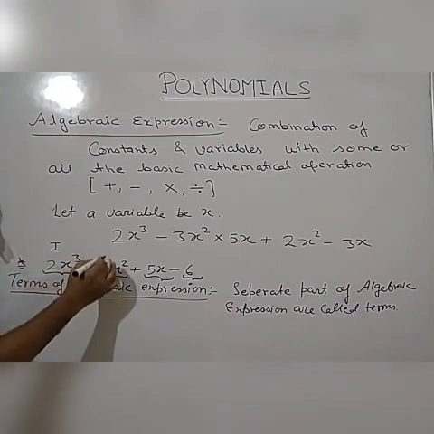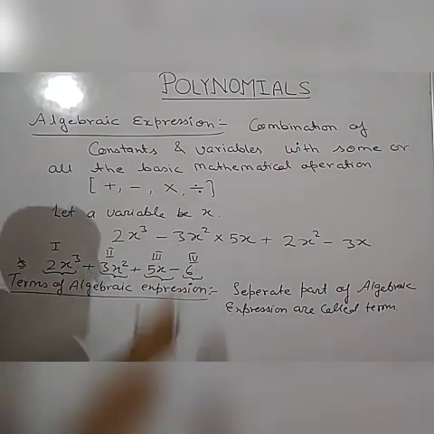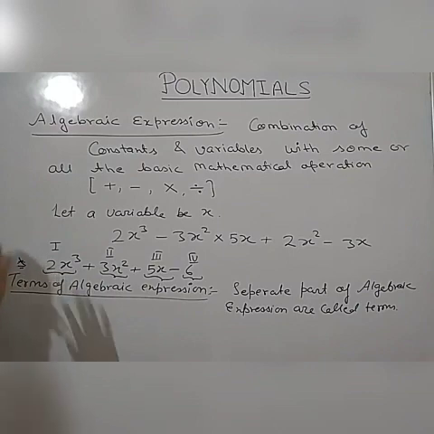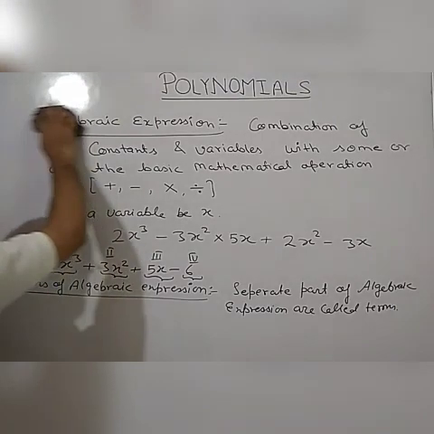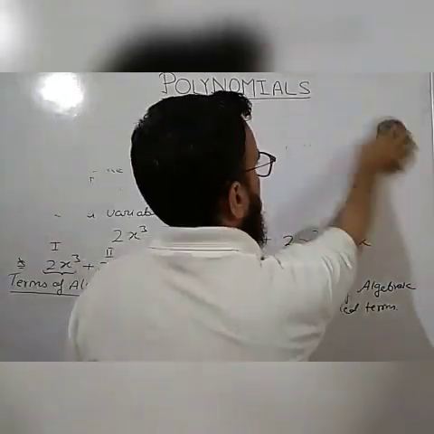It is our first term, this is second term, this is third term, and it is fourth term. So in this expression there are 4 terms. Okay, so these are some basics of algebraic expression which you have already studied in your previous classes. Now I am going to start. What do you mean by polynomial?